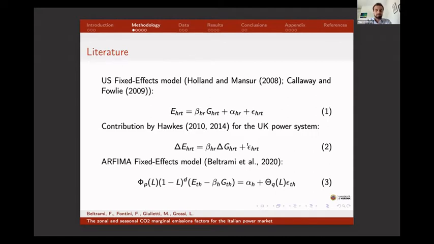root. However, in a recent paper that we published, we study these time series variables across the UK and the Italian market, and we claim that our time series variables may actually be integrated of an order which is lower than one. It can range between zero and one. And so the RFIMA approach was found to be more efficient.